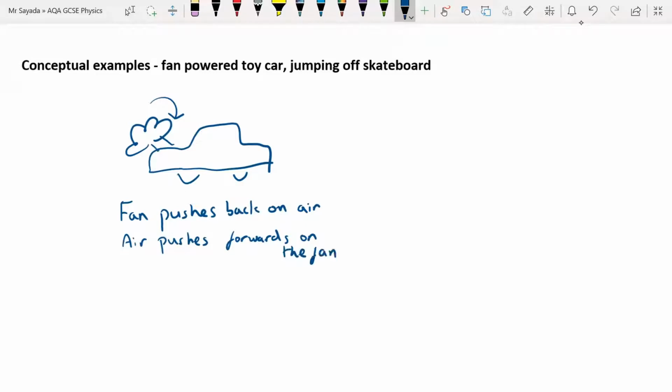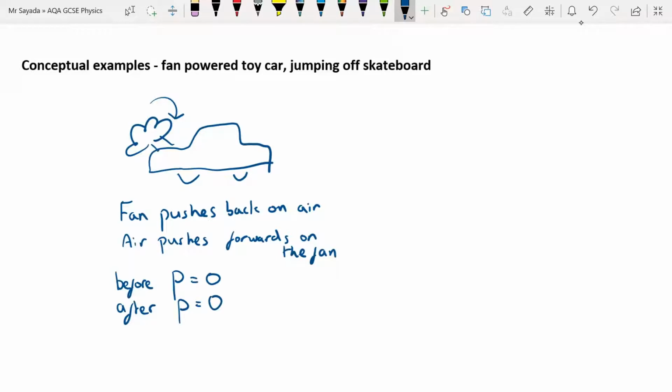But this can also be explained in terms of this idea of conservation of momentum. Before we switch on the fan, what is the momentum of the system? What is the momentum of the car and fan together? Say your answer to the video now. Well, before anything happens, the car and the fan are not moving, so the velocity of them is zero, so their momentum is zero. Because of conservation of momentum, what does the total momentum have to be after we switch the system on, after the fan is spinning? So the momentum still needs to be zero.